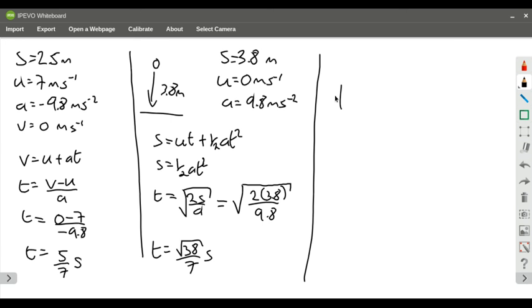And then the total time, I'm going to call it big T, is going to be 5 over 7, the time to go up, added to root 38 over 7, and just change it in decimals. The total time taken is 1.59 seconds. Okay, and done.